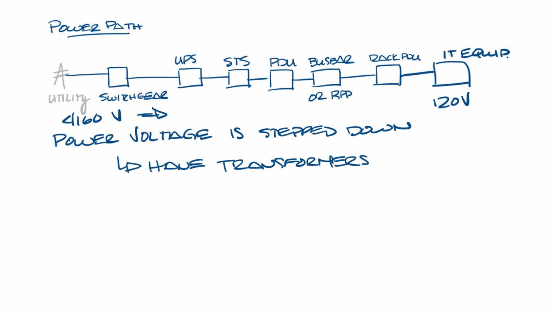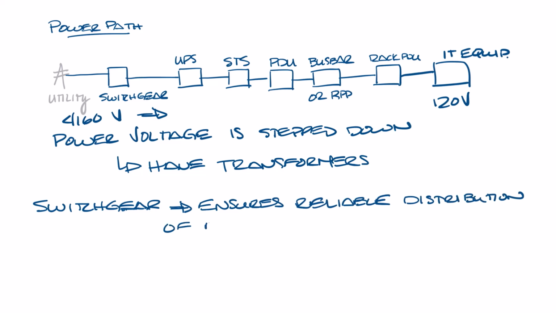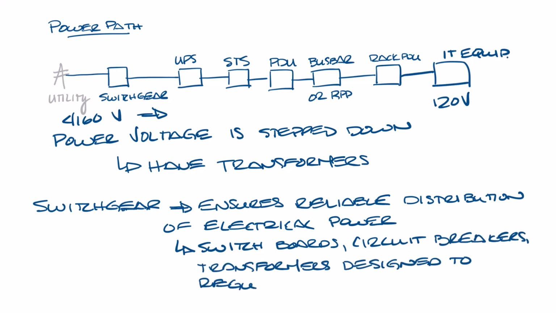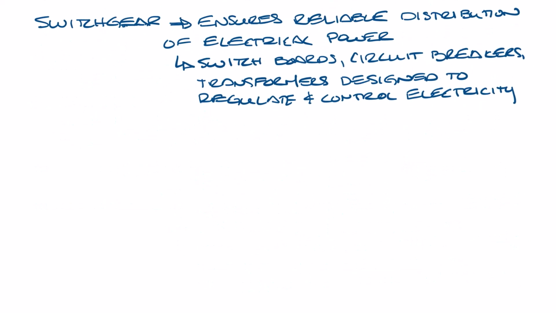I'll go into more detail in future videos for each component, but let's look at what each piece does in general. The data center switchgear ensures efficient and reliable distribution of electrical power to the equipment. It consists of electrical switchboards, circuit breakers, transformers, and other protective devices, and they're all designed to regulate and control the flow of electricity. Let's move this up some.